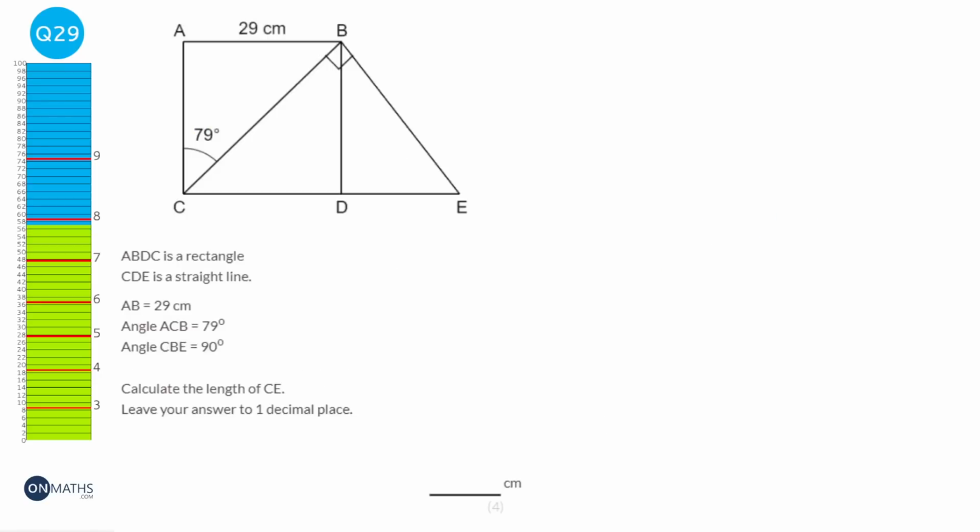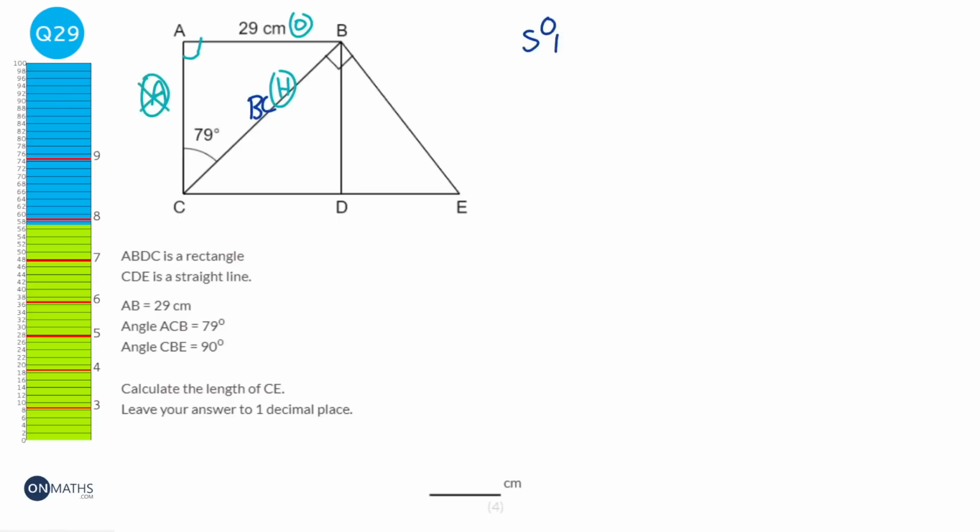So we can't work out length CE directly, but what I'm going to do is start off by finding length BC. And I'm going to do that using trigonometry. So we've got the 90 degrees there. We'll start by labelling it. So BC is the hypotenuse, the opposite here and adjacent here. We're not using the adjacent.